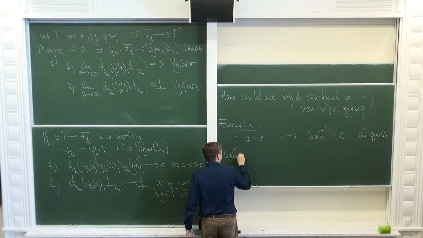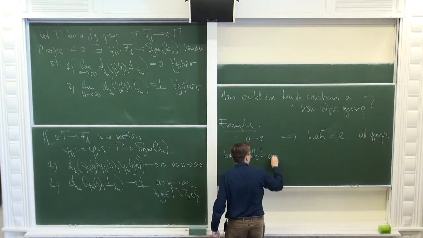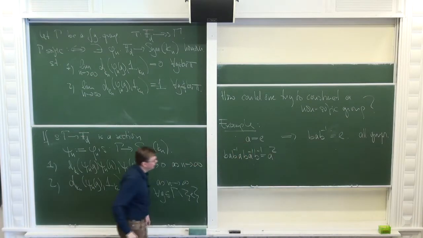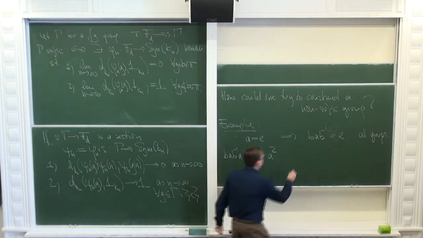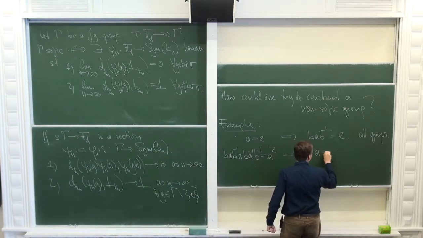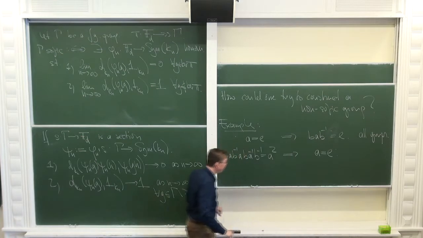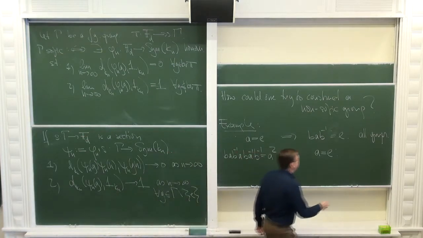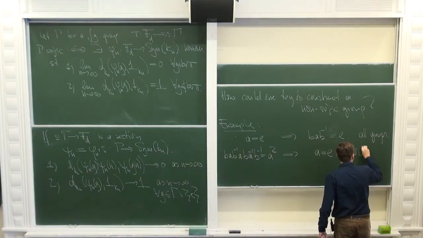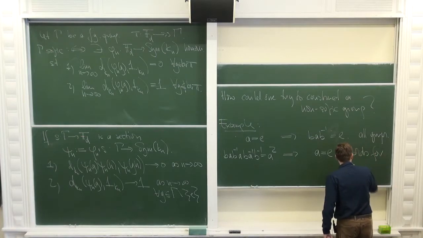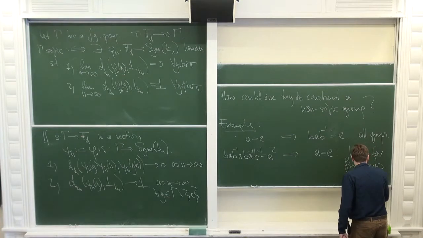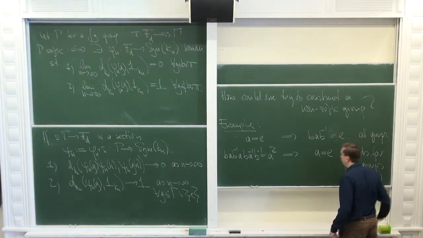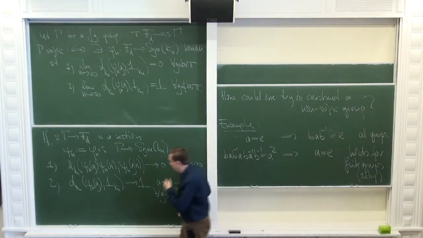So the example that I want to give you is the following. If you have two elements in a finite group that satisfy this equation that I've written here, then this can only be if A is the neutral element in the finite group. This holds only for finite groups. There are infinite groups where this is not the case.